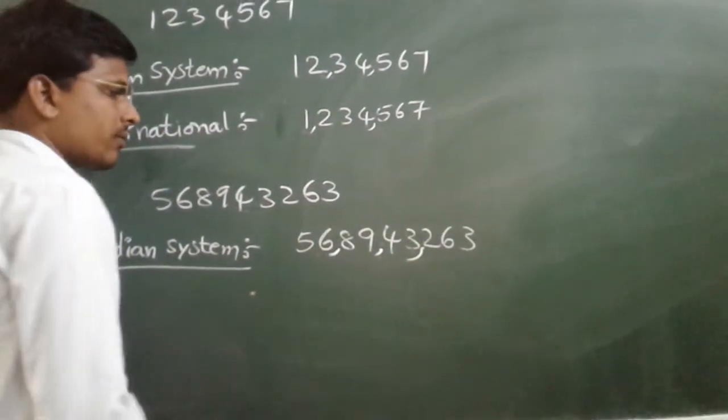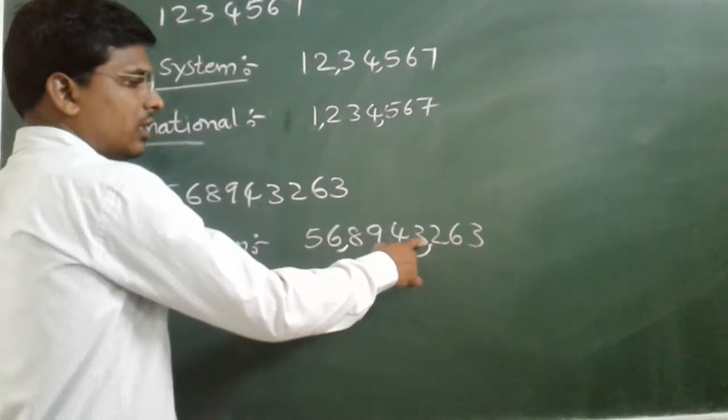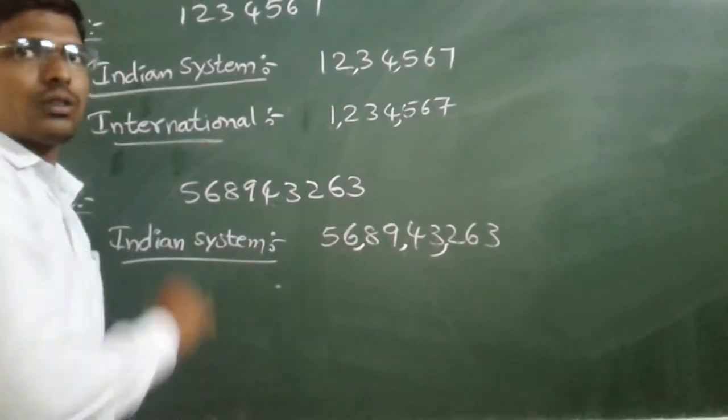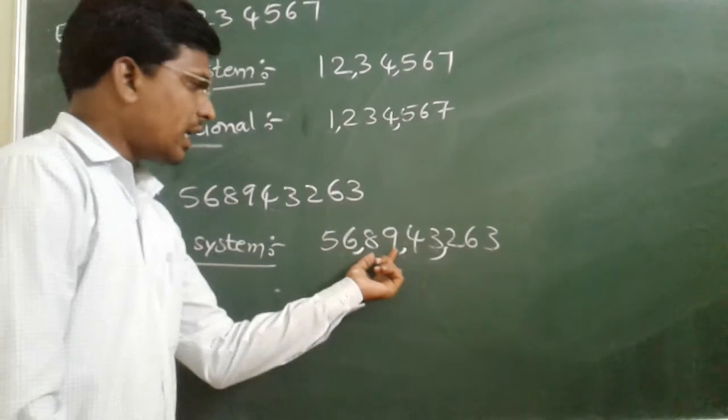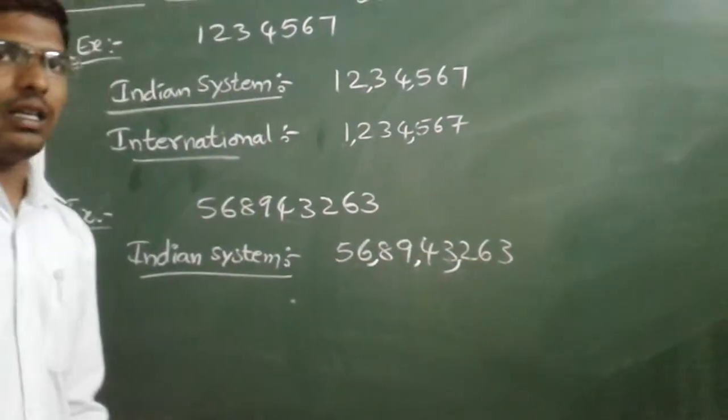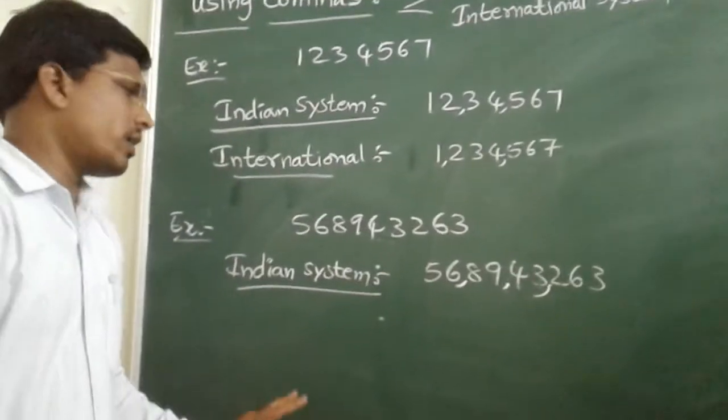Then how do you read it? Ones, tens, hundreds, thousands, ten thousands, lakhs, ten lakhs, crores, ten crores. So 56 crore, 89 lakh, 43,263. This is a simple form of reading.